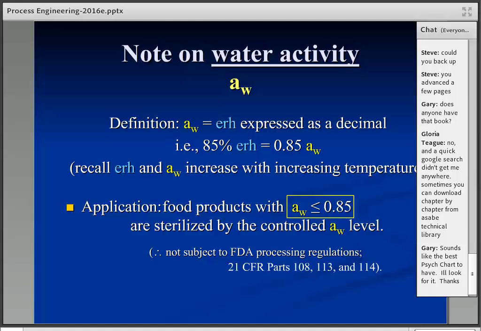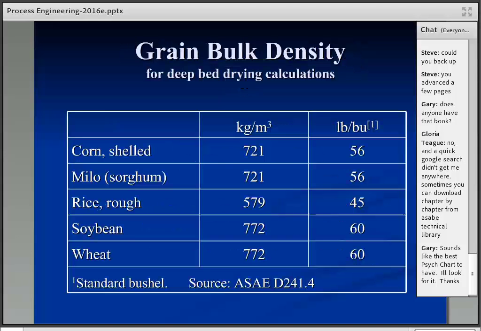And there's a specific section in the Code of Federal Regulations that would cover the material, and it specifically says in this case it's not. So when you start dealing with water activity and drying foods, this is an important little fact that you might want to know. So remember that as you go through.